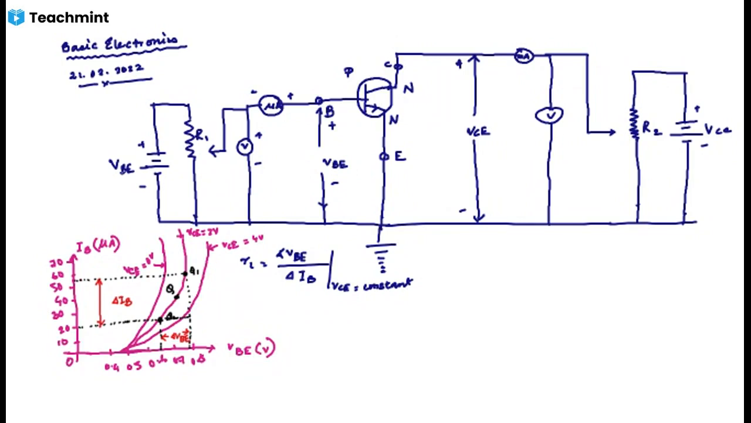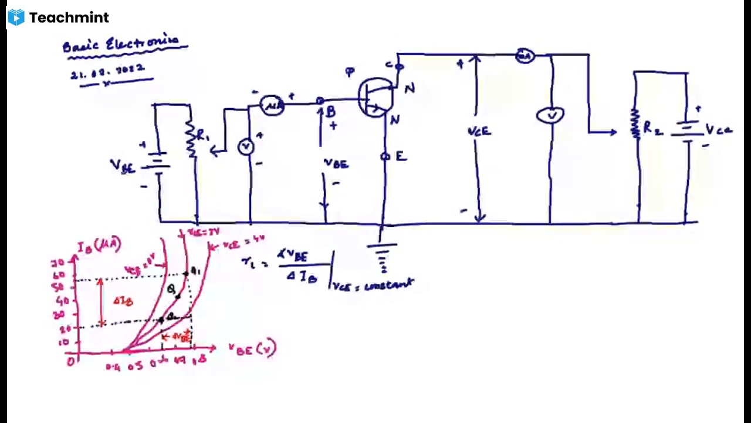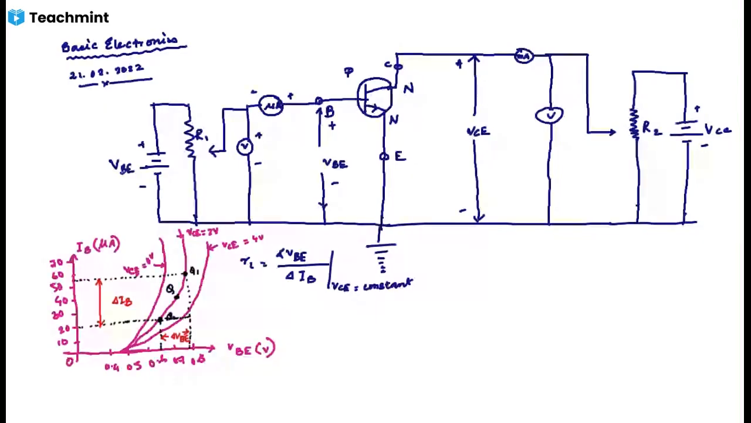So like this, you have to calculate in the practical. If you have calculated these things in the practical, then like this, you have to calculate. These are the points, then you can find out the value of delta V and the value of delta IB, and then you will find the value of what? Input resistance.